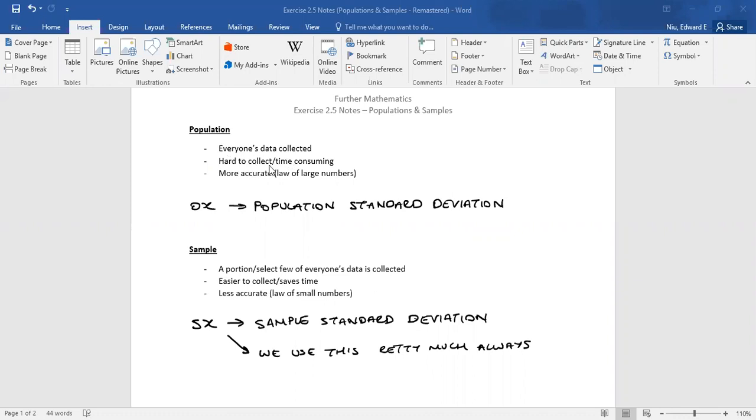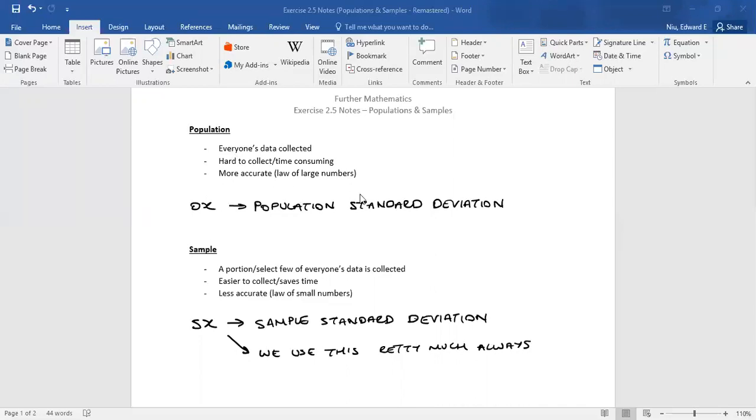So for example, the census, have a think about local governments or countries seeing how many people are in their country. That takes ages to collect. But the more data points you have, the more accurate your data is going to be. So whenever you collect population data, whatever it shows or whatever you've collected is always going to be more accurate than a sample size collection, which is what we can take a look at next.